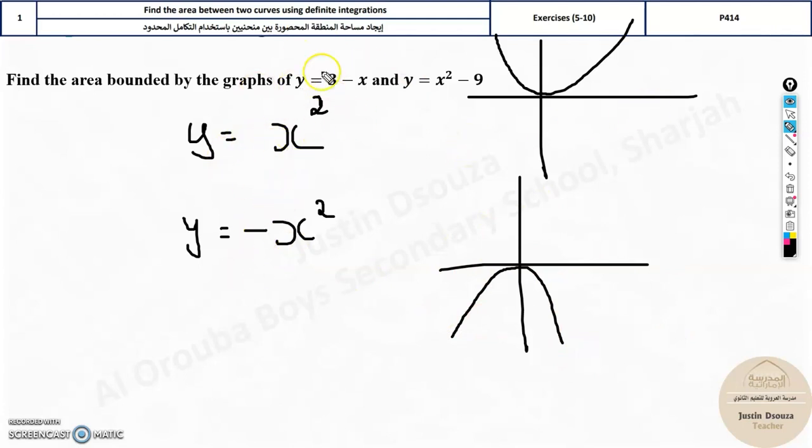Now the next thing, look, whenever you have x squared, only x squared, it's upwards like this graph. Whereas if there is minus x power 2, then it will be downwards. And the last one is cubic.